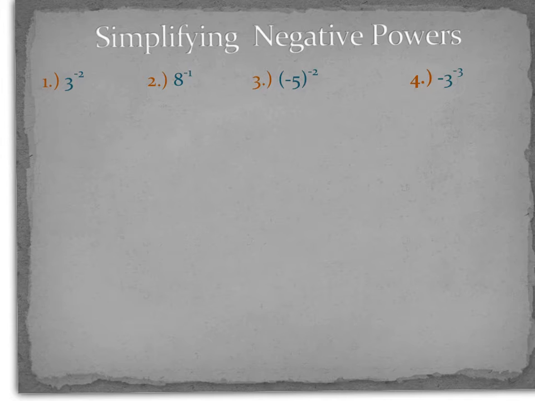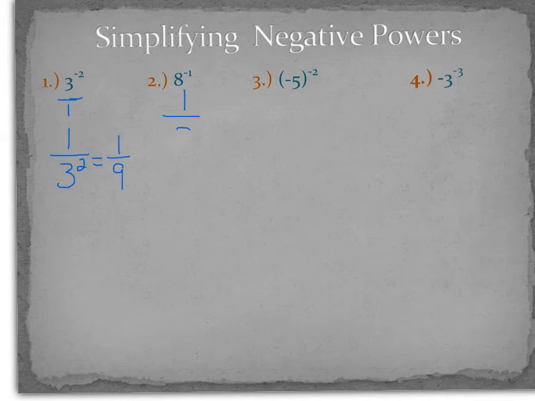So let's look at some examples of this idea of negative powers. And I want to rewrite my answers to have a positive exponent. In number 1, we have 3 to the negative 2. And our property says that if I move this to the other side of the fraction line, so you can think right now it's in the numerator, if I move it to the denominator, I get 1 over 3 to the positive 2, which is 1 over 9. In number 2, I'm going to move 8 to the negative 1 to the denominator.